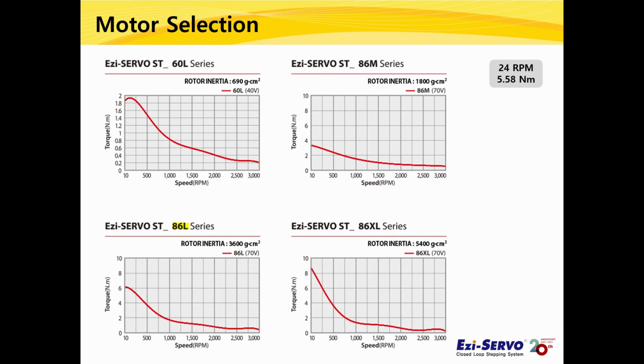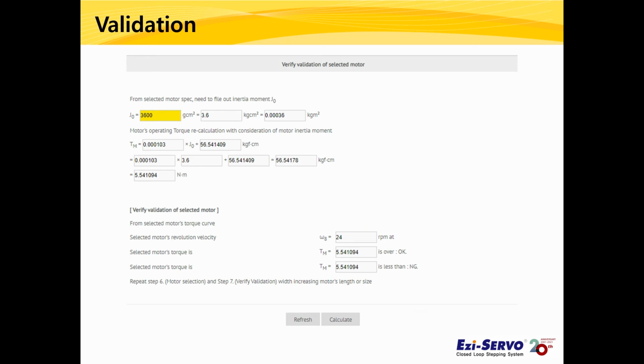Please remember that the moment of inertia value at this time is 3600 gram/cm² and the torque value is about 6 Nm at 24 rpm. We need to check the validity of the motor by entering the inertia value in this box and calculating the required torque with the motor inertia. If you enter 3600 as the moment of inertia of the 86L motor into the yellow box and click Calculate, the required torque value is calculated as 5.54 Nm considering the moment of inertia. Since the 86L motor can produce the torque of 6 Nm at 24 rpm, 5.54 is an acceptable range.